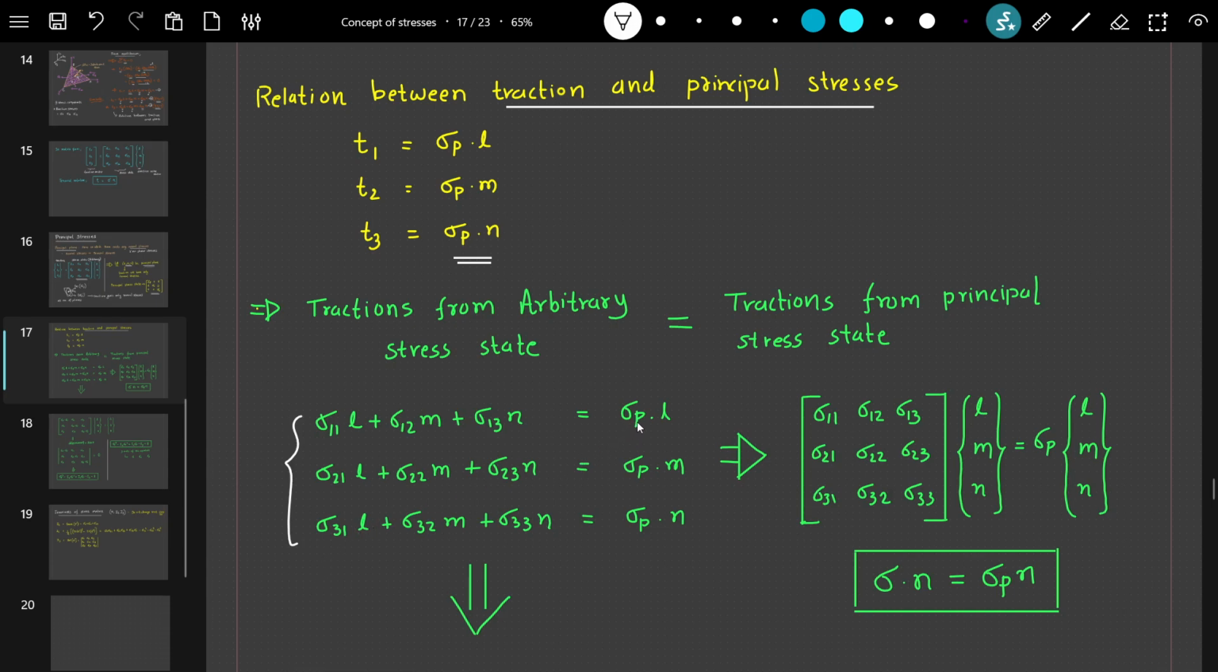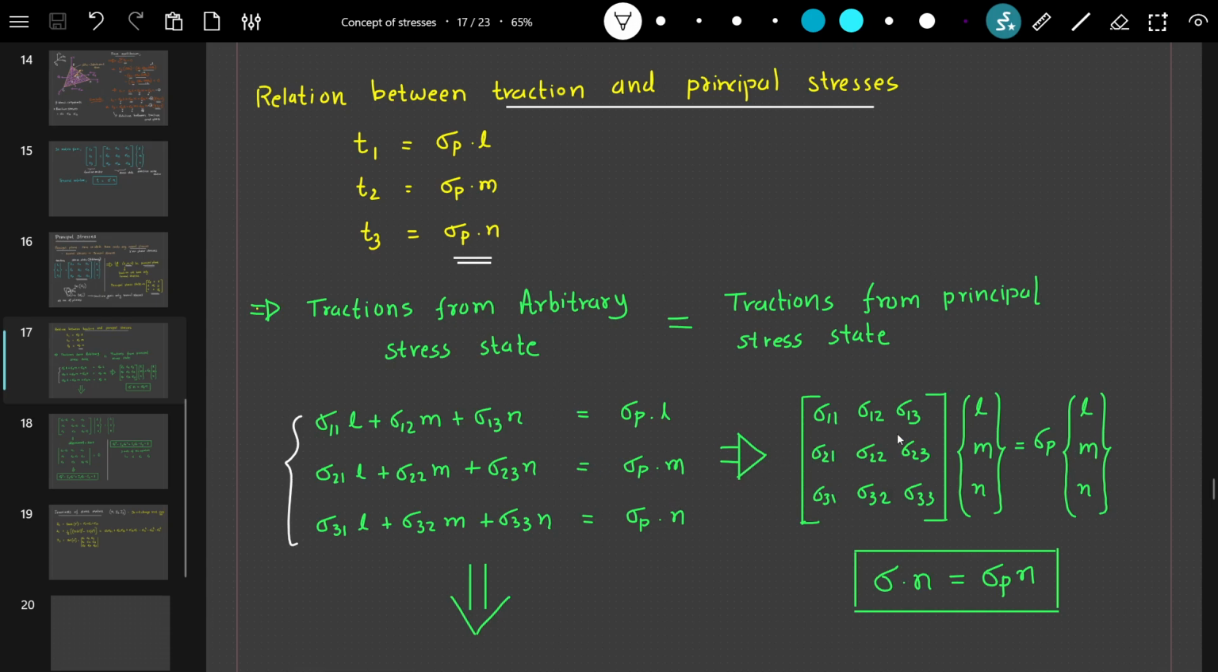Now we have principal stresses on the right hand side and arbitrary stresses on the left hand side, and so our objective is finished, right? We want to find the principal stresses from arbitrary stresses. Okay, so let's just expand this. The remaining is just expansion of these mathematical equations.